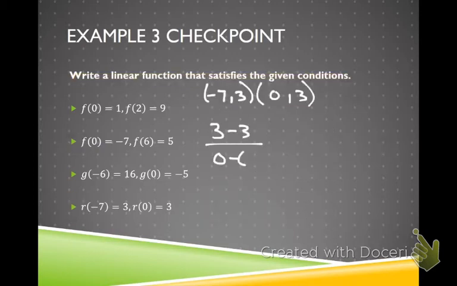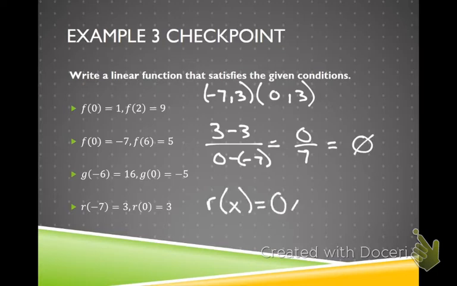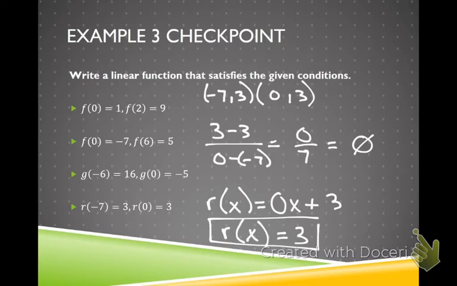negative 7 and 3, 0 and 3. Well, 3 minus 3 is 0. So what is my slope? Is my slope 0 or undefined? 0. It's 0. 0 in the numerator, so that makes a 0x plus 3, but we know that cancels. R of x equals 3.